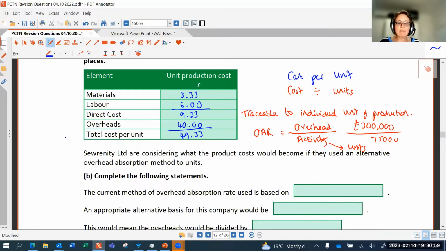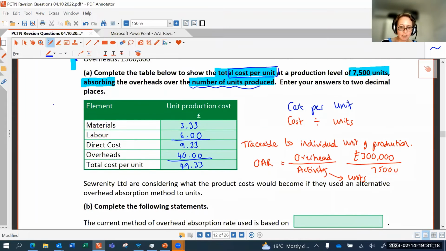Is everybody happy with that? Does everybody remember that OAR formula? Remember to learn that one if you haven't already. Very important formula to help us share the cost of the overhead for the period over the things that are happening in the period. And it told us quite clearly here to use units produced as the basis. That's what I've done. My answers are to 2 decimal places.